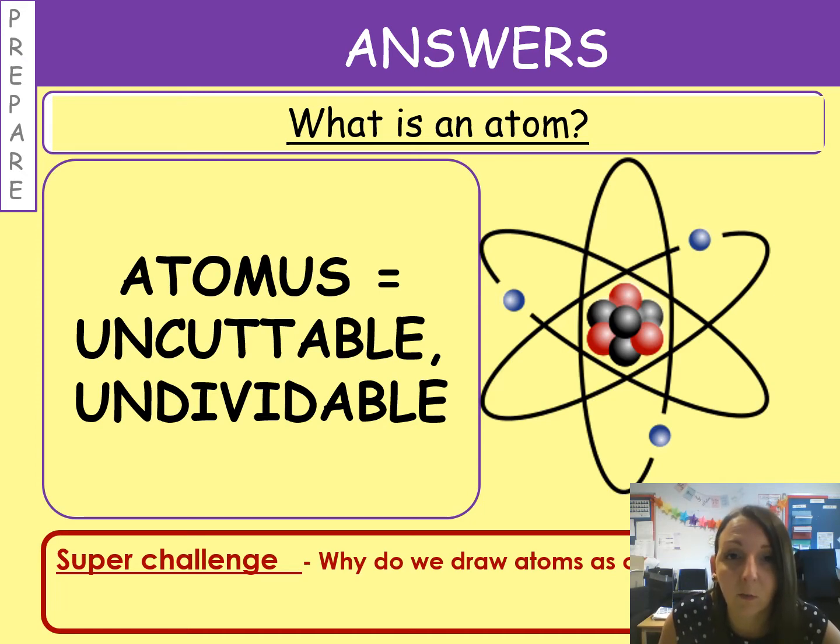The super challenge says, why do we draw atoms as circles? And actually the word atom comes from a Greek word atomos, which means uncuttable or undividable. And really when the word was made, atomos, uncuttable, we just chose a shape that was round, spherical, because if you try to cut something that's spherical, it's very difficult to cut it in half because it just rolls away. And that seemed to fit the idea that atoms were hard to break, which we'll talk about a little bit later on.